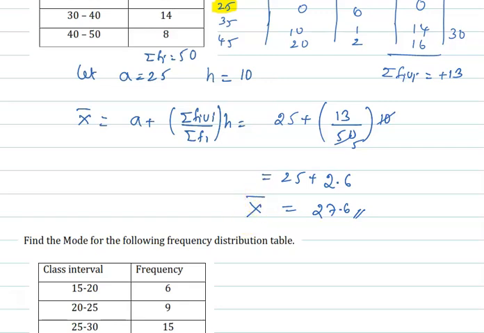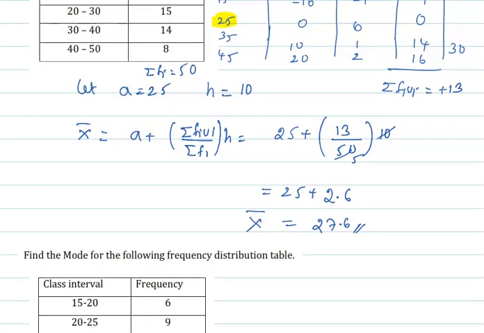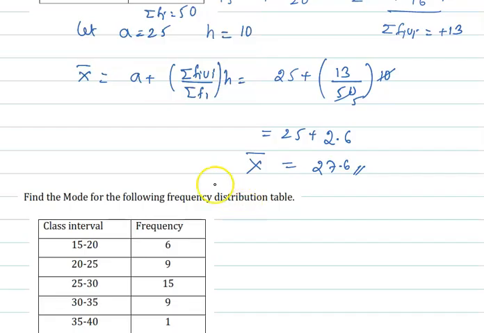So x bar is the notation to denote mean. 27.6 is the mean for the given problem. Now there is an internal choice for the same question. So let us see the second question. Find the mode of the following data.